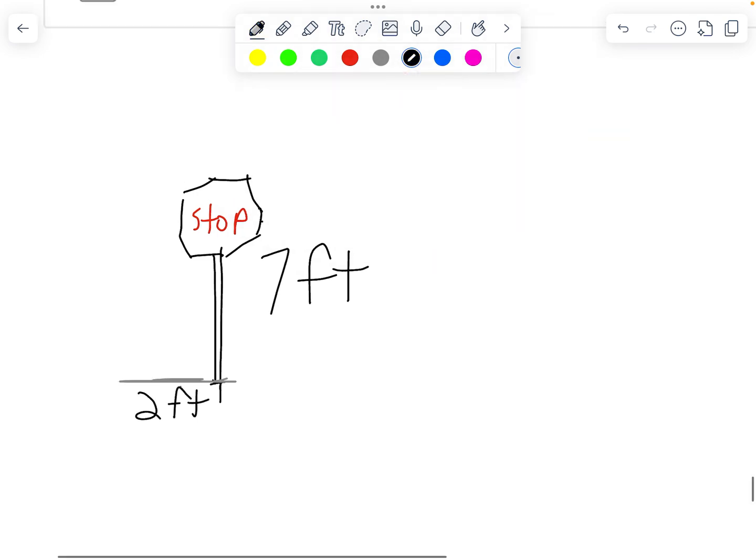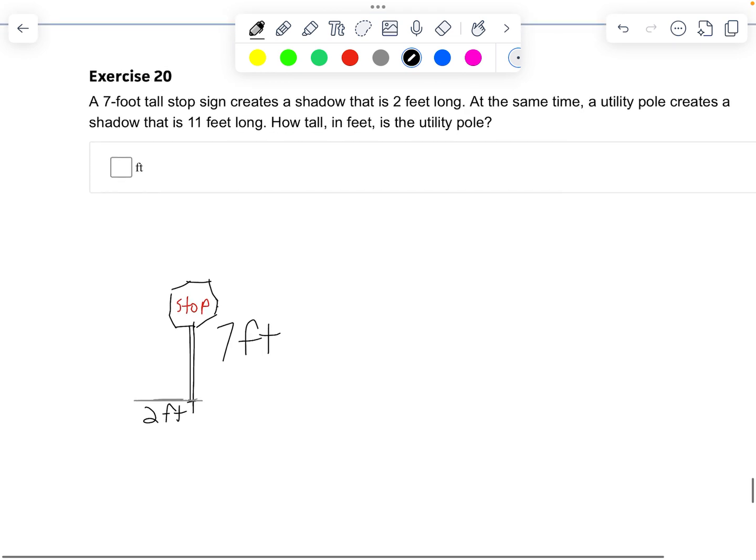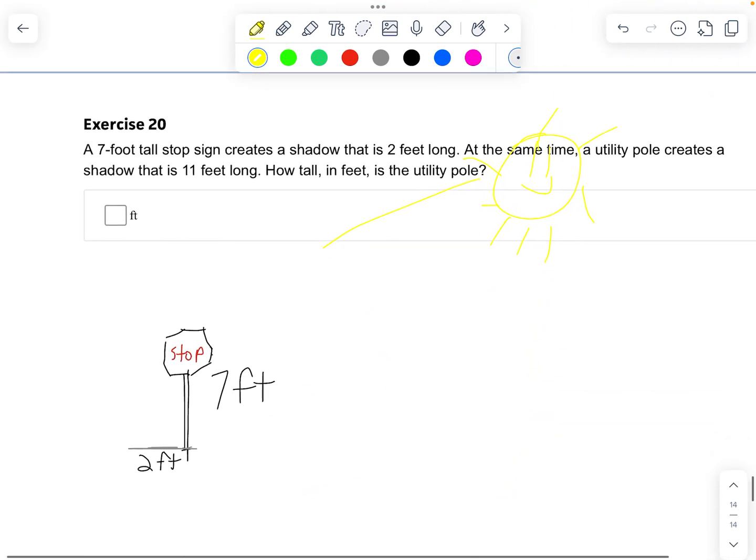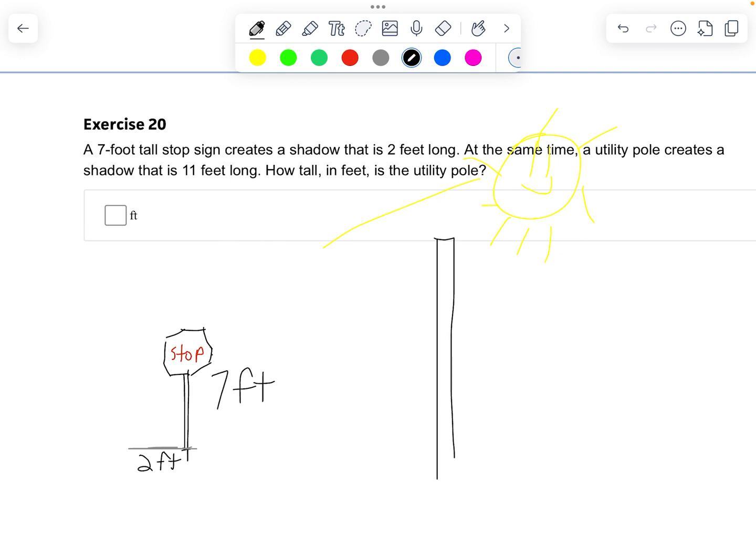All right. Now, utility pole. I forgot, you have to imagine that the sun's right here, right? There's your happy face sun. Mr. Golden Sun, please shine down on me. And then the utility pole creates a shadow that is 11 feet long. So we know the utility pole is very tall. Let's do a pole right there. Utility pole. And it makes a gray shadow of 11 feet.